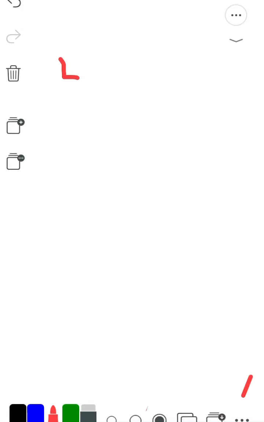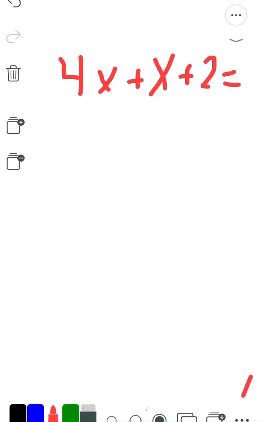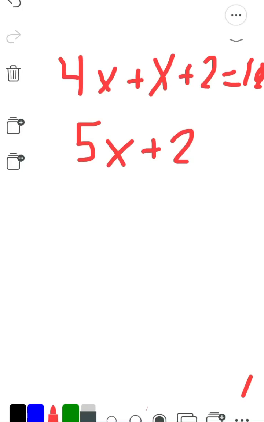Okay, so this is the last problem of the video. Just one more skill. 4x plus x plus 2 is equal to 12. Okay, sorry if it's a bit squished at the end. So we just add the x. So 4x plus x is 5x plus 2 is 12.